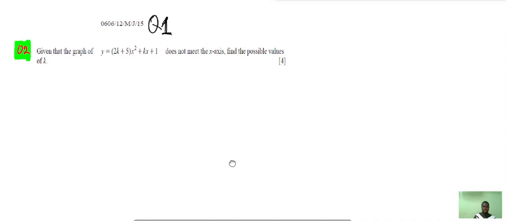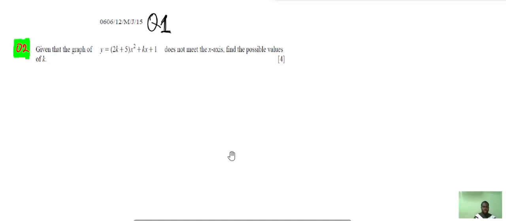So here I have question 2, which says O6 paper 12, May, June 2015. Oh, that was question 1 in that exam, but now serving as question 2 in our own solution series. Given the graph of y equals 2k plus 5 x squared plus kx plus 1 does not meet the x-axis, find the possible values of k.